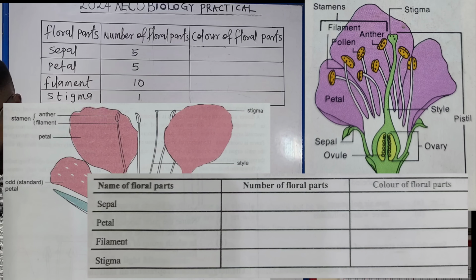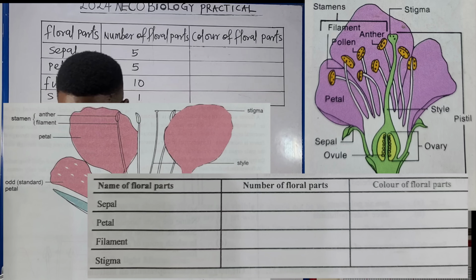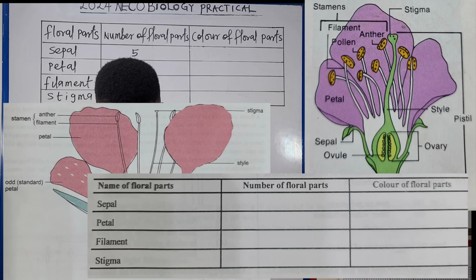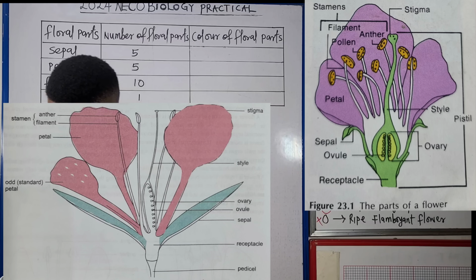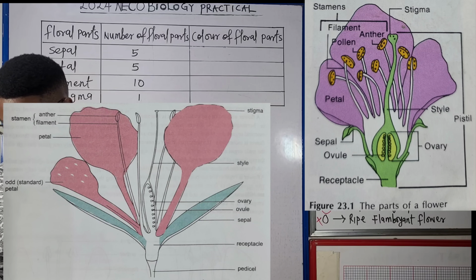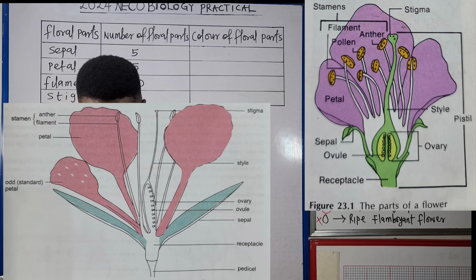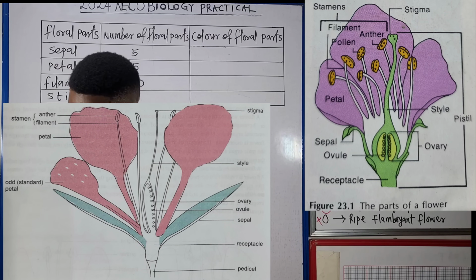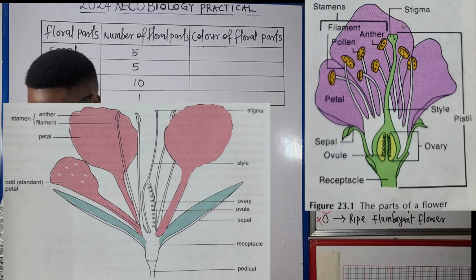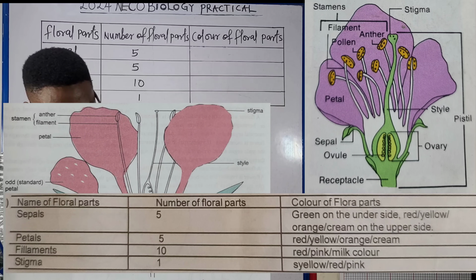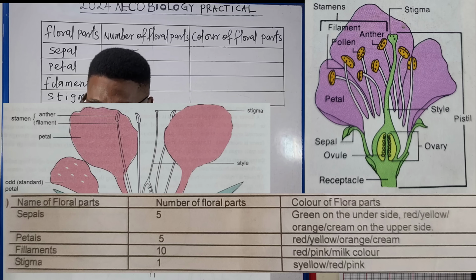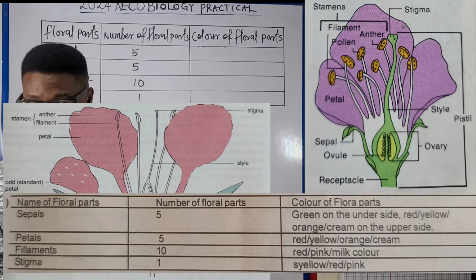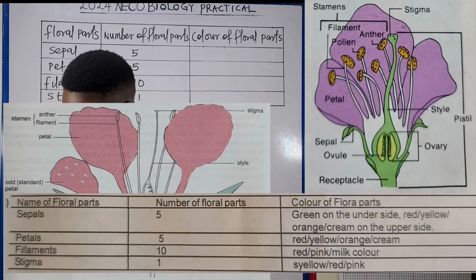You can see the table, what your answer should look like. Talking about the sepals first, the sepals is just immediately after the receptacle. You can see it is green on the underside, and then it is red or orange on the upper side. Then talking about the petals, it depends on what you're supplied with. If it is red, put that it is red. If it is cream, put it there, because when we talk about flame of the forest or flamboyant flower, the color varies. It's not that it must be red at all times. So you put the color, looking at the position of the petals.